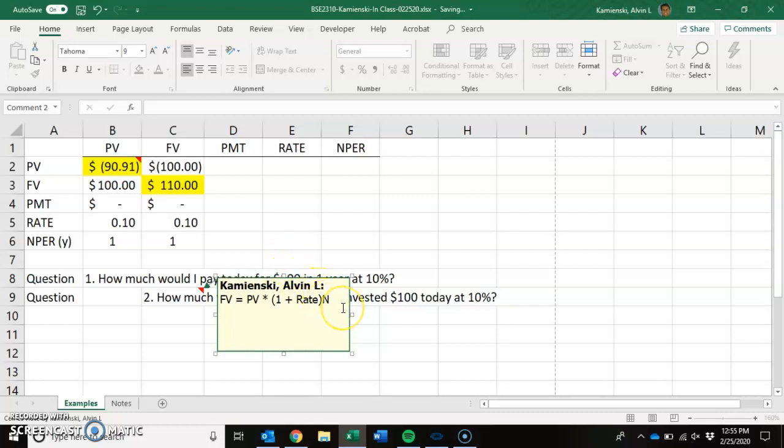Eventually, though, we're going to look at things like 15, 20, 50 years out. But instead of us having to do those calculations, we're going to let the future value function in Excel do it for us.